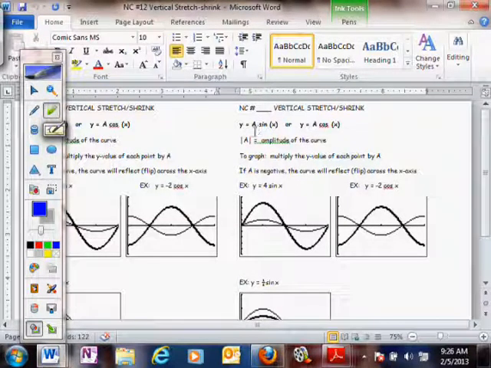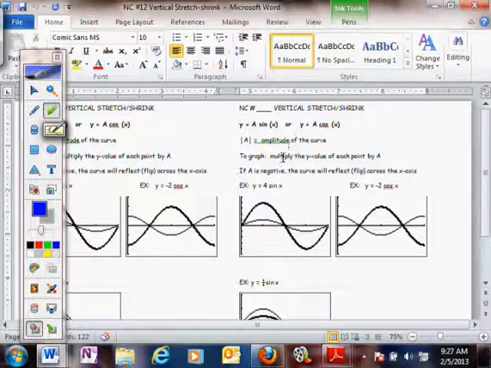Well, I'm going to define that here. If we have y equals a times sine x or y equals a times cosine x, a represents just this number, this constant, this scalar out here that's being multiplied by sine or cosine.